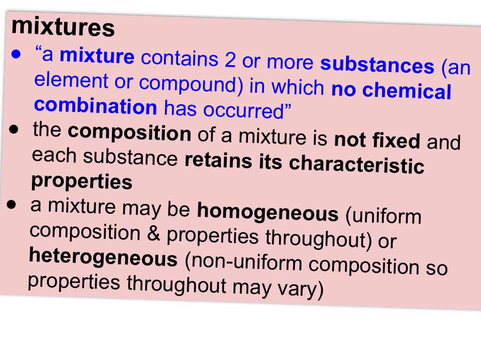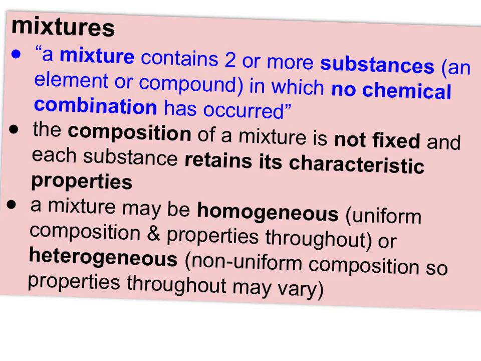And then the last part of 1.1a, they talk about mixtures. So remember, a mixture contains 2 or more substances, so an element or a compound, in which no chemical combination has occurred. So elements combining chemically form compounds, but elements or compounds simply mixing together physically is called a mixture.